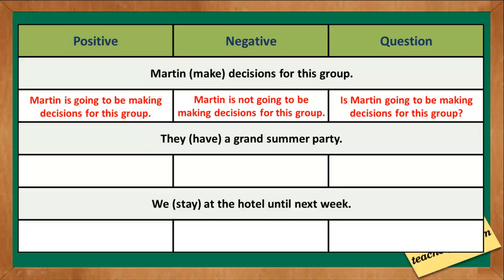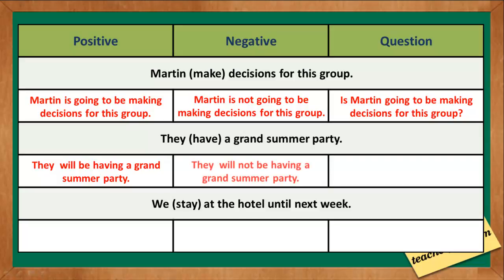The fourth one: They have a grand summer party. The correct positive statement is: They will be having a grand summer party. The negative statement is: They will not be having a grand summer party. And the question is: Will they be having a grand summer party?